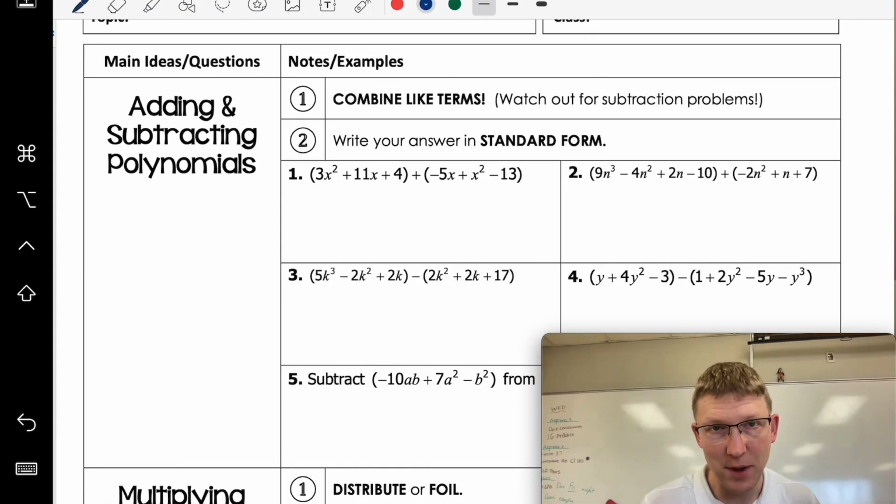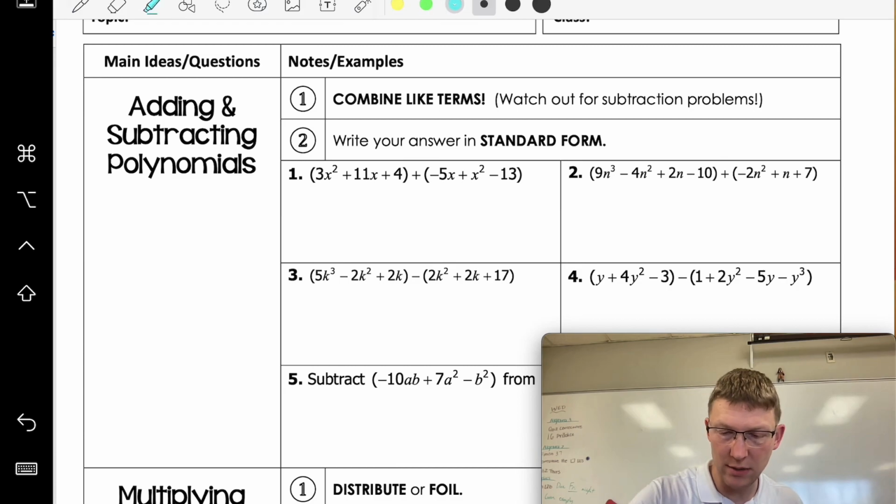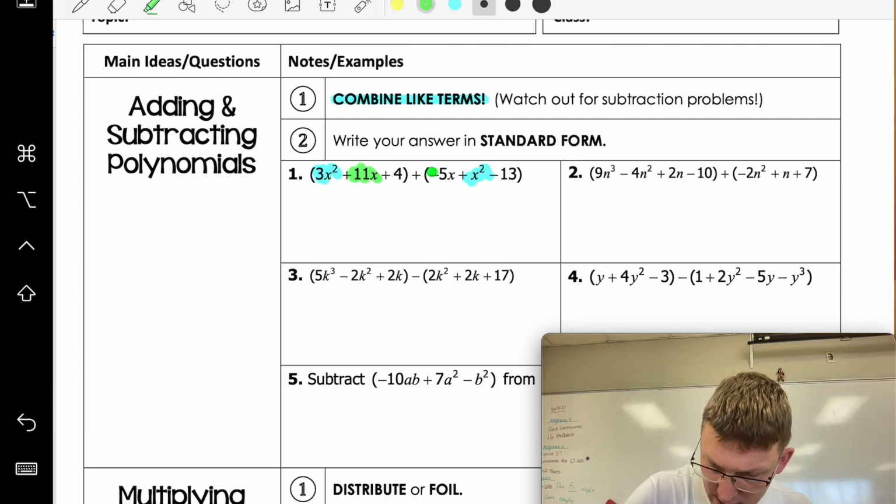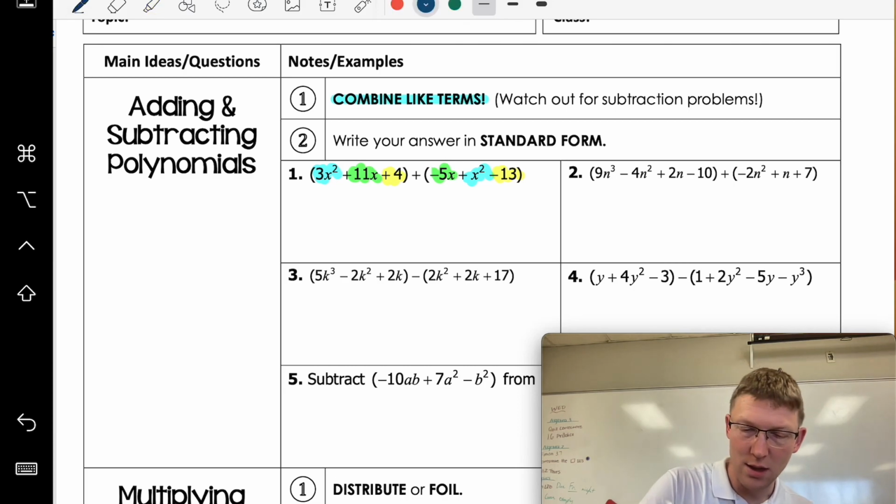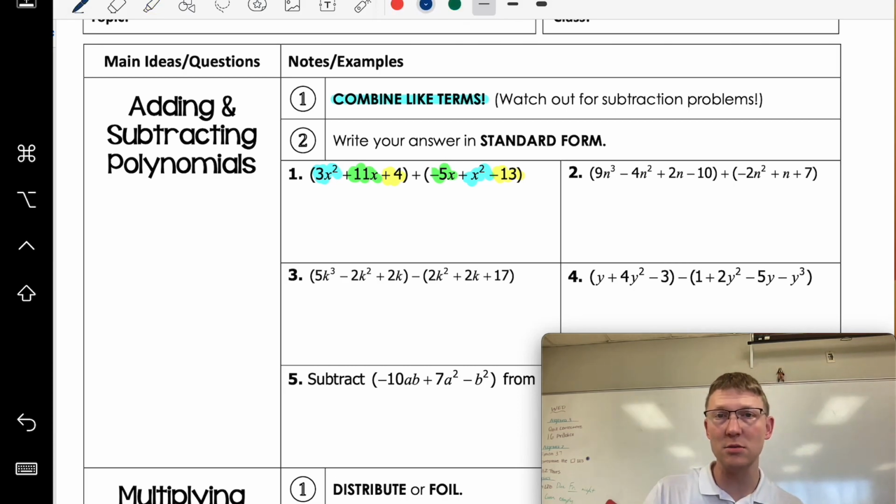Adding and subtracting polynomials, it's not terrible. All you're going to be doing is combining like terms. This is where the iPad comes in super handy because I can look at number 1 real quick and say, oh, there's an x squared, there's an x squared, let me change colors, there's an x, and then let me change colors. So you can color code, it's really convenient. But you're just going to combine like terms, adding the coefficients in the front.